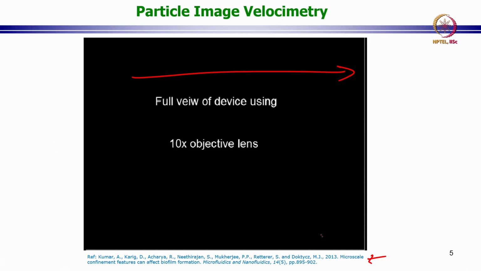The PIV data that we have processed is also available in this paper if you wanted to go through it. Again the first author is me. So this is again from one of my works.